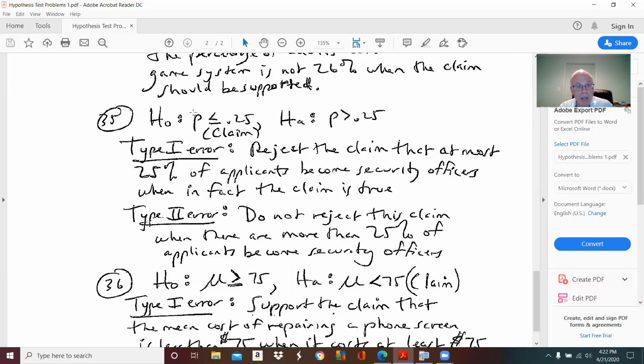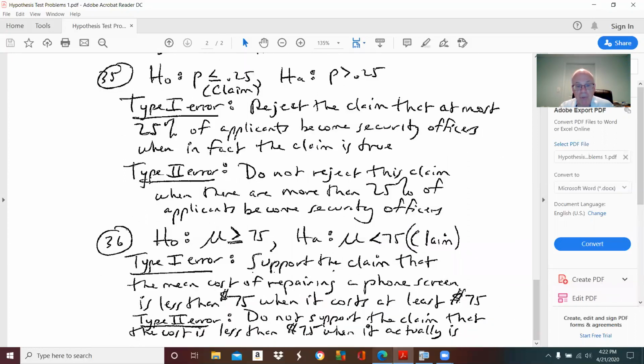Type 1 error, again, we reject the claim, in this case since it's the null, that at most 25% of the applicants became security officers, when in fact that claim is true, that indeed it was at most 25%. So we're rejecting the claim that it's at most 25% when it really is at most 25%. That's the type 1 error. Type 2 error would be not rejecting the null when the null is actually false. So we're not going to reject this claim when there are more than 25% of applicants becoming security officers. That's a type 2 error.